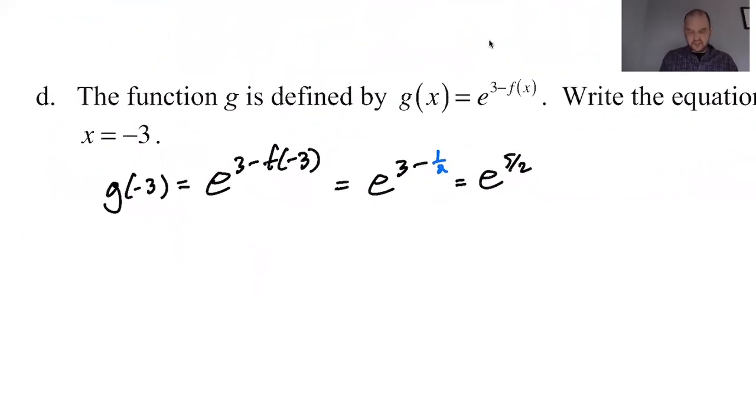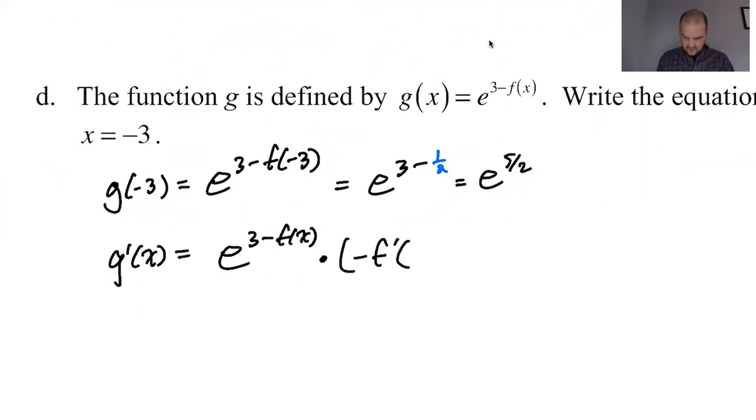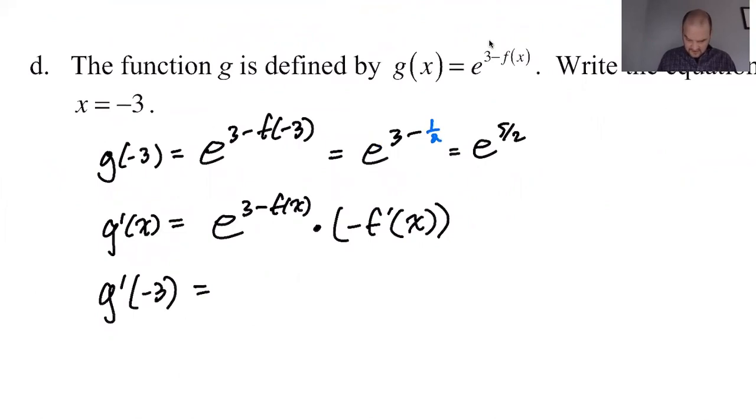And then we also need to know what g prime is. So g prime of x is a chain rule. It's going to be e to the 3 minus f of x times the derivative of 3 minus f of x, which is just negative f prime of x. So then g prime of -3 is going to be e to the 5 halves times negative f prime of -3. If you got that wrong, you're just going to keep using it.